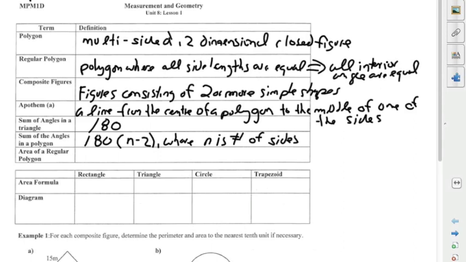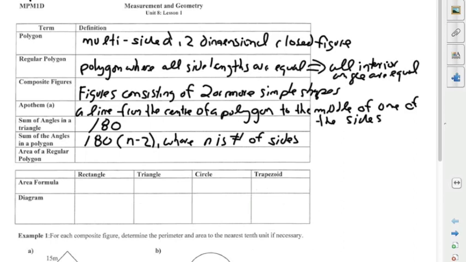If we think of a triangle, how many sides does a triangle have? Three. So 3 minus 2 gives us 1, times 180 is 180, so that works. How about a rectangle? 4 minus 2 is 2, times 180 is 360, and then we keep going up. The only exception is, of course, a circle. A circle has 360 degrees. How many sides does it have? Infinite. It's just one big side.